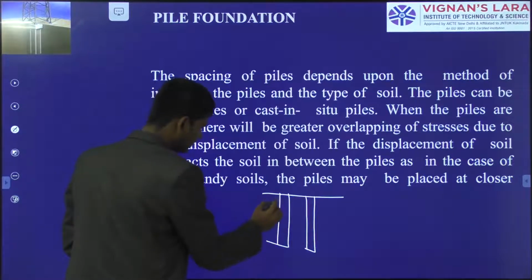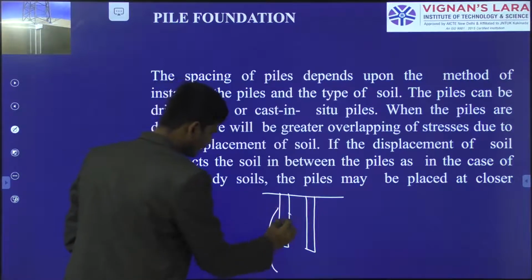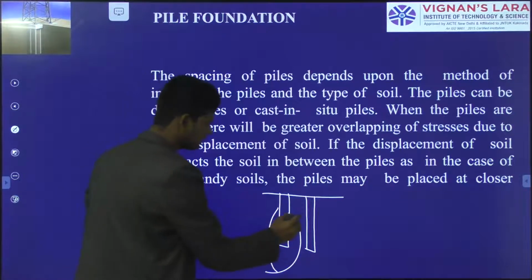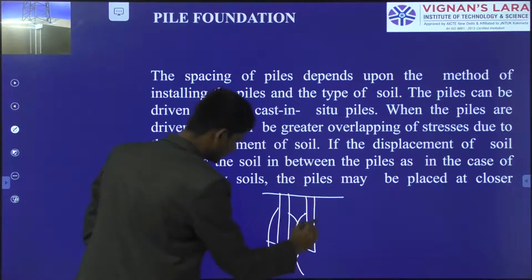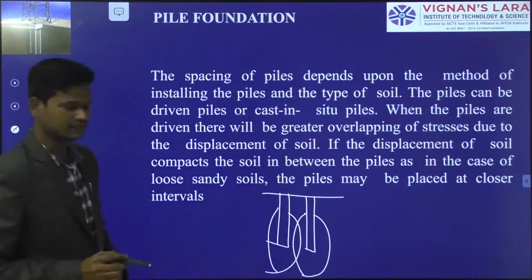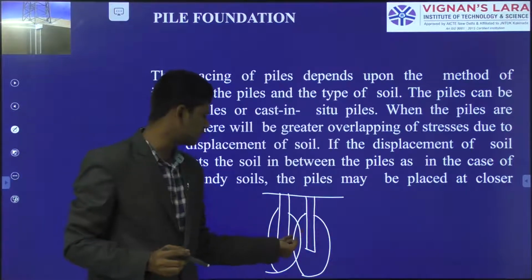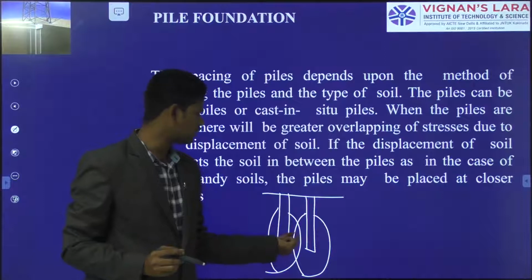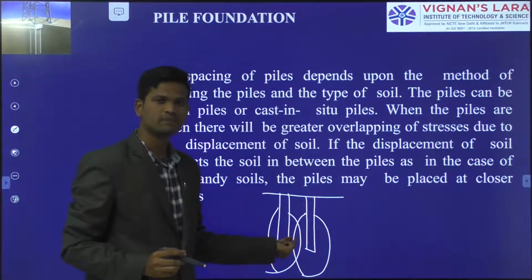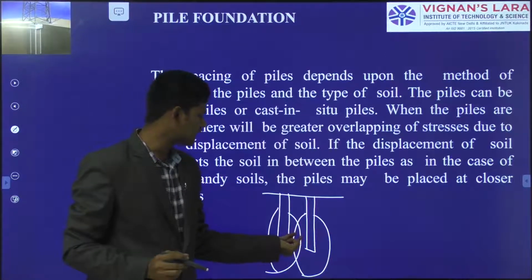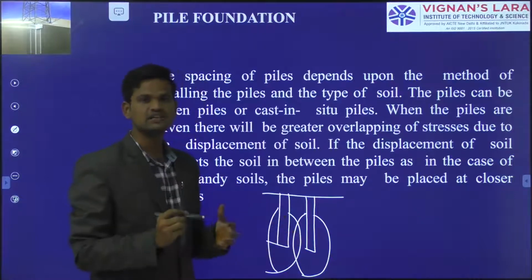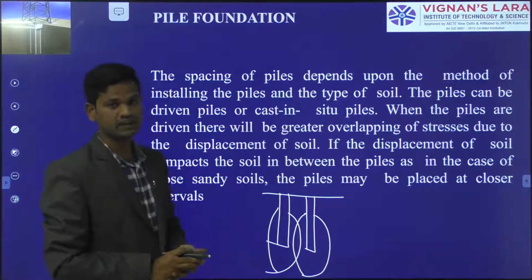If you observe here, the load carrying capacity of the pile, the stress distribution of the pile, will be like this. For this pile, again, the stress distribution will be like this. If you observe here, for these two piles, the stresses are overlapping in between these two soils. Because of the overlapping of the soil in between these two piles, the load carrying capacity may decrease.